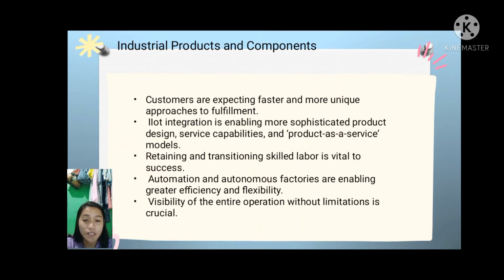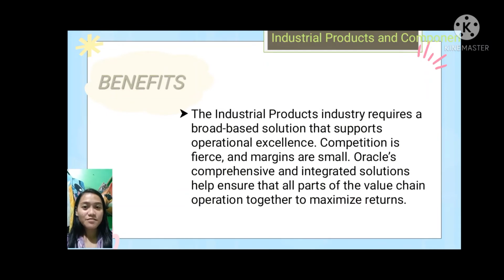Retaining and transitioning skilled labor is vital to success. Automation and autonomous factories are enabling greater efficiency and flexibility. Visibility of the entire operation without limitation is crucial. Benefits. The industrial product industry requires a broad-based solution that supports operational excellence. Competition is fierce, our margins are small.